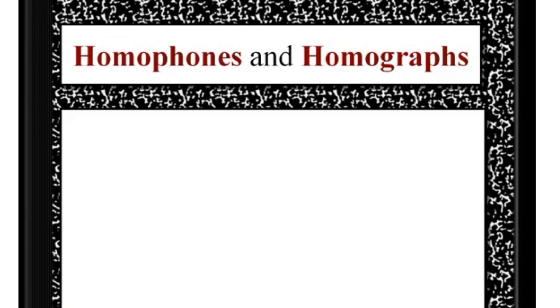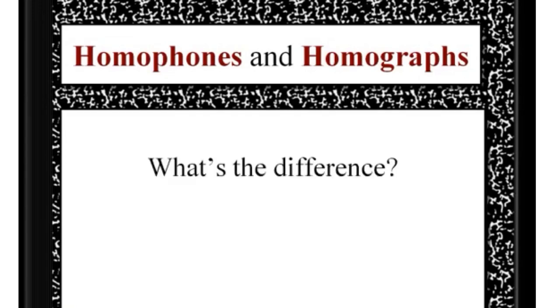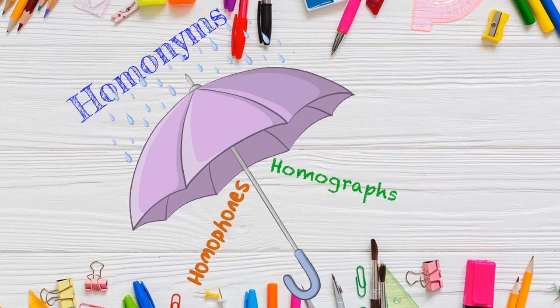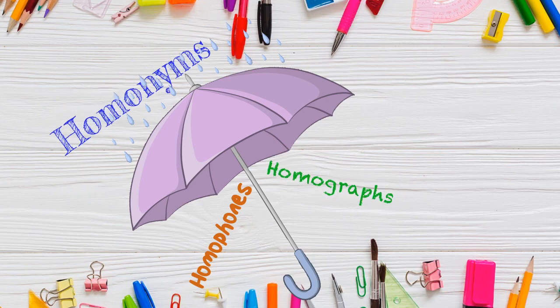This concludes our lesson today about homophones and homographs. What's the difference again? Homophones have the same sound, and homographs have the same writing, same spelling. The end. And then there are homonyms. When we think of homonyms, we can think of a big family that includes homophones and homographs. In other words, homophones and homographs can also be called homonyms.